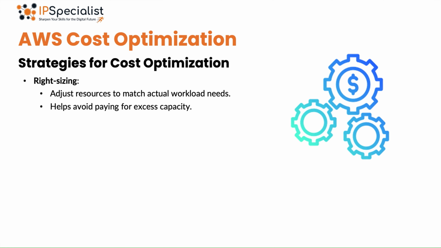The first is right sizing. This means making sure that you're using the right amount of resources for your workload. For example, if you're running a virtual machine with more power than you actually need, you're paying extra for that. By adjusting or right sizing the resources to match your actual needs, you can save a lot of money.